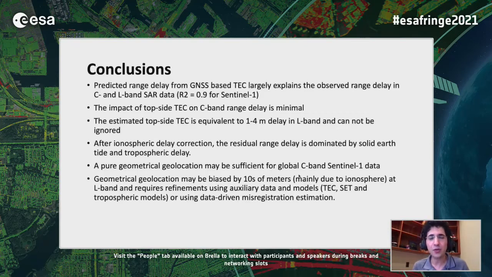So basically, I don't think we really need, in many areas, to go to data-driven geolocation or refinement. But for L-band, it's a bigger problem. If we don't do anything, we get tens of meters of delay and geolocation errors in range. So we need to really take care of it, and we have to be prepared for it. That's it. Thank you for your attention.